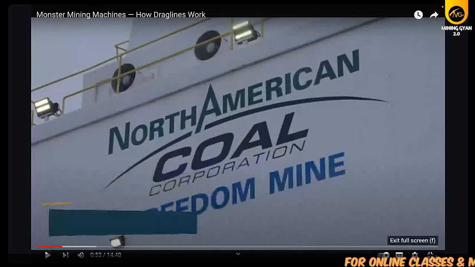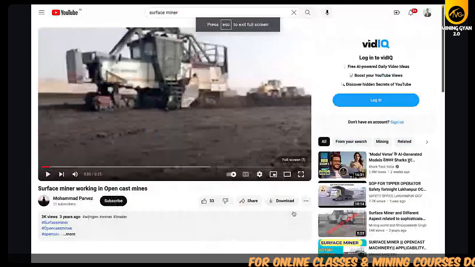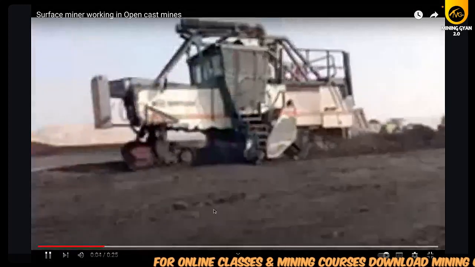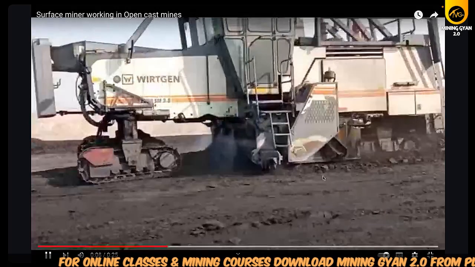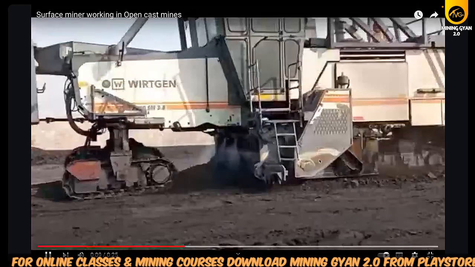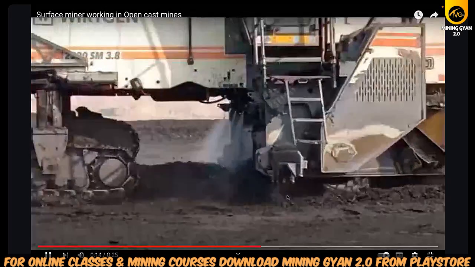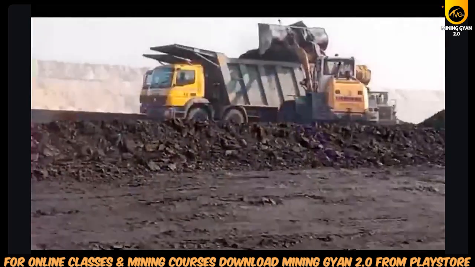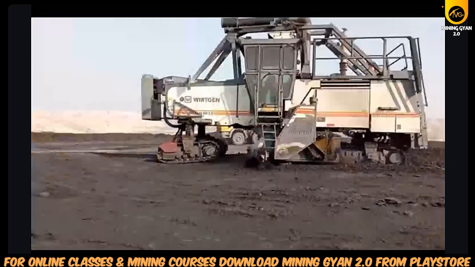Okay. So we had seen the dragline. Now come to the surface miner. This is your surface miner. Surface miner is used for open cast coal mines, which will cut your ore up to just 0.6 or 0.5 meter. A dragline can cut more than 20, 30, 40 meter bench height.